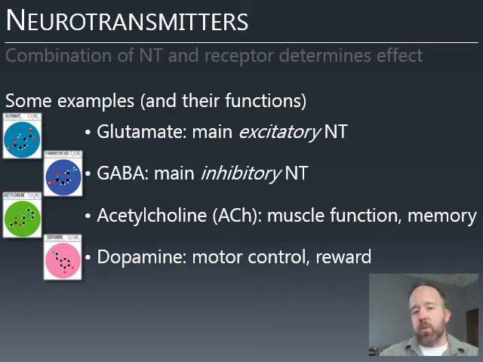Dopamine is another famous one. You've probably heard of dopamine. Dopamine in the brain is involved in motor control. So not out on the muscle end of things, but inside the brain, when the brain is trying to initiate movement, dopamine is involved in that process. It's also involved in reward processing.